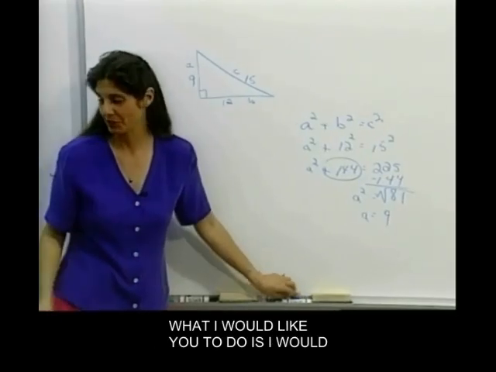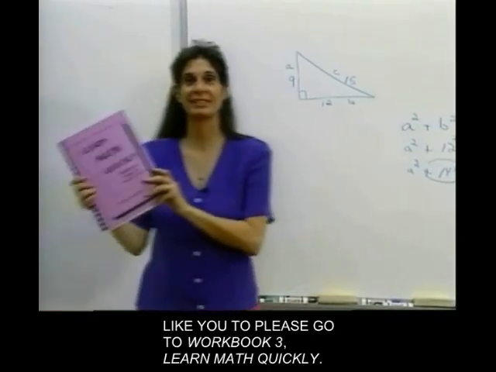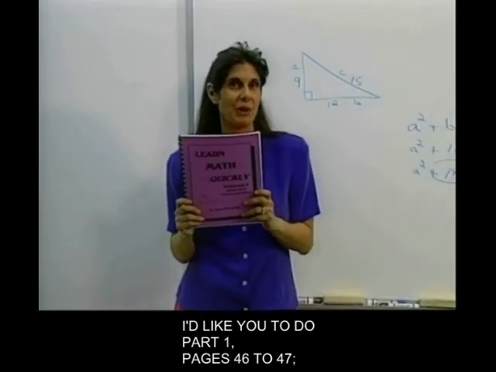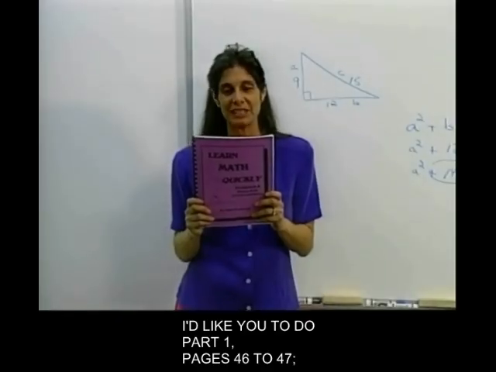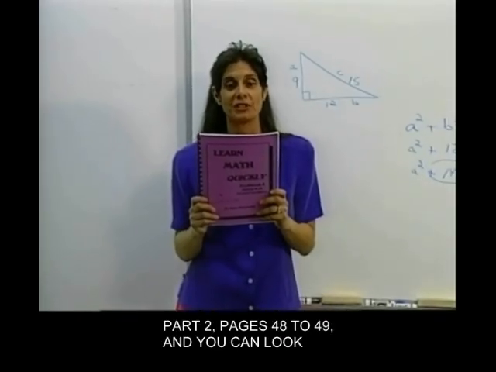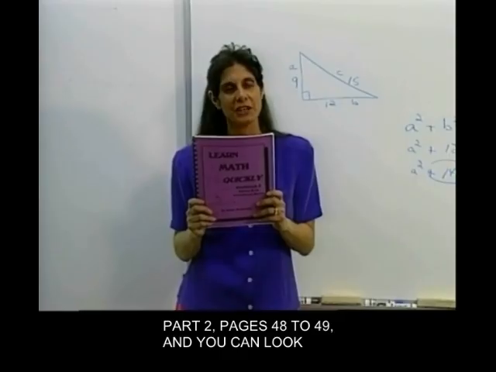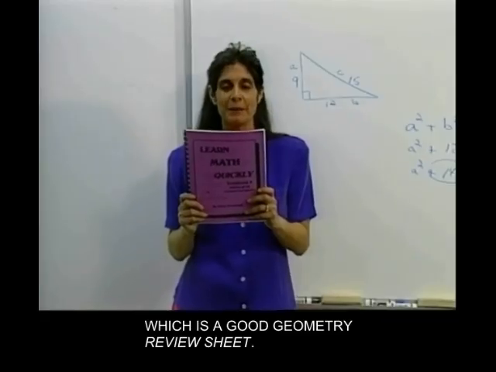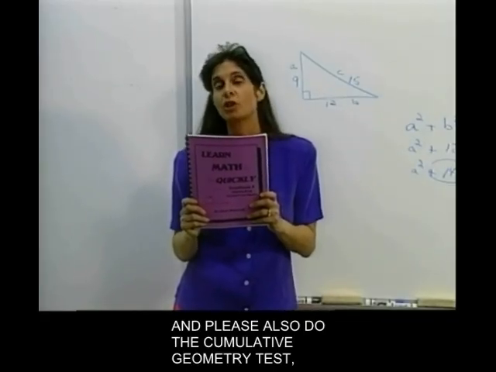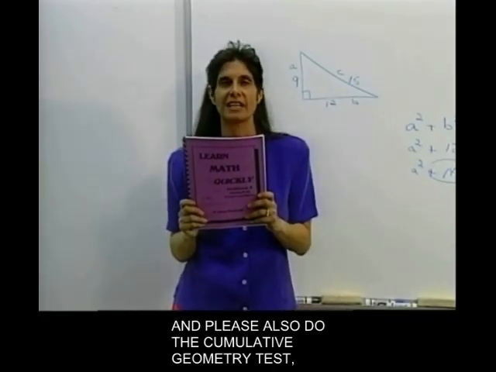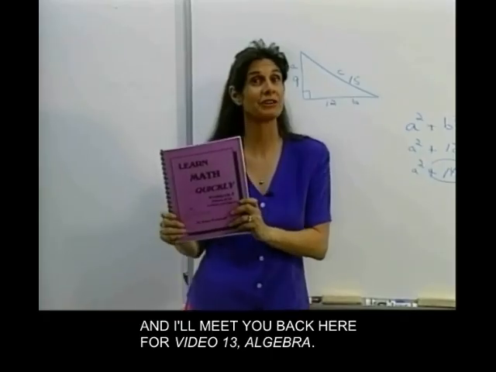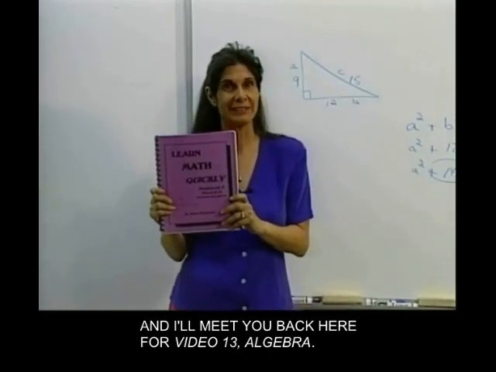What I would like you to do is please go to Workbook 3, Learn Math Quickly. I'd like you to do Part 1, pages 46 to 47, Part 2, pages 48 to 49. And you can look at the review sheet on page 50, which is a good geometry review sheet. And please also do the cumulative geometry test, Test 1 and Test 2. They start on page 51. And I'll meet you back here for video 13, algebra.